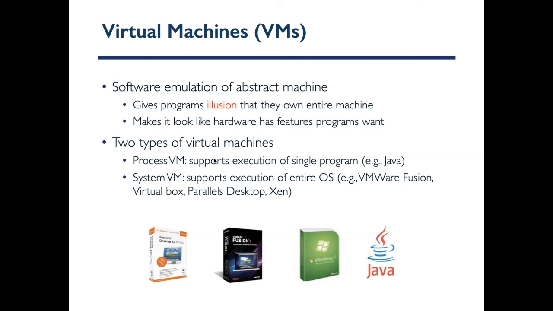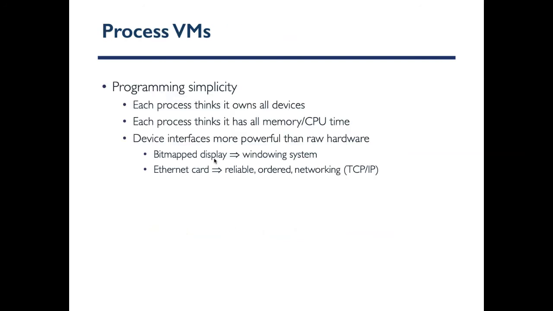The other one, which is more involved, is called a system virtual machine. That supports execution of an entire operating system. For instance, VMware Fusion, VirtualBox, Parallels Desktop are examples. Let's dive into each one of these.